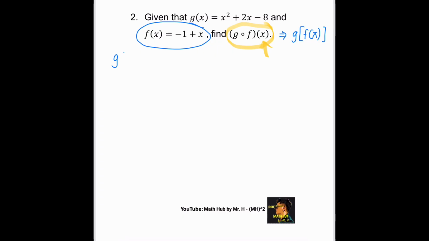So it's going to be g of negative 1 plus x, which will be equal to, so all the x variables in the function g will be replaced by negative 1 plus x. So we have negative 1 plus x, squared, plus 2 times negative 1 plus x, minus 8. And then we carry on simplifying the right-hand side.